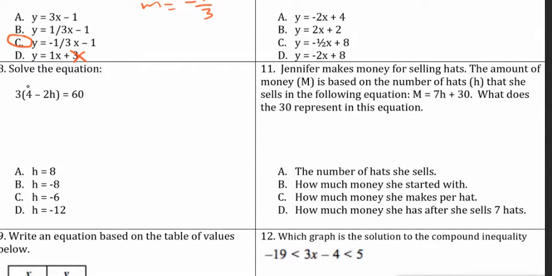Number 8, solve the equation. So I see parentheses with a number on the outside, so I know that this means I can distribute this multiplication. 3 times 4 is 12, and 3 times negative 2 is negative 6.